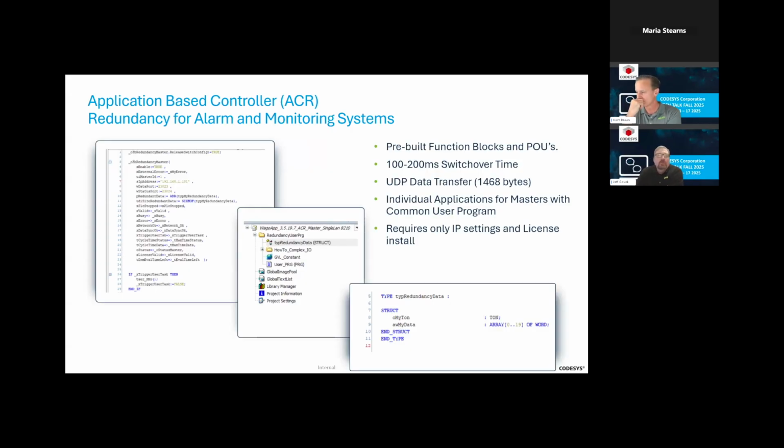Okay, so I'm going to talk a little bit more about the nuts and bolts of the ACR, the application-based controller redundancy system. This system consists of pre-built function blocks and POUs that you can download from our website, install on your controller and spin up, and you're ready to go. It's all written in CODESYS. So these are all CODESYS-written function blocks within the CODESYS environment. As Kurt mentioned earlier, it's a warm switchover.